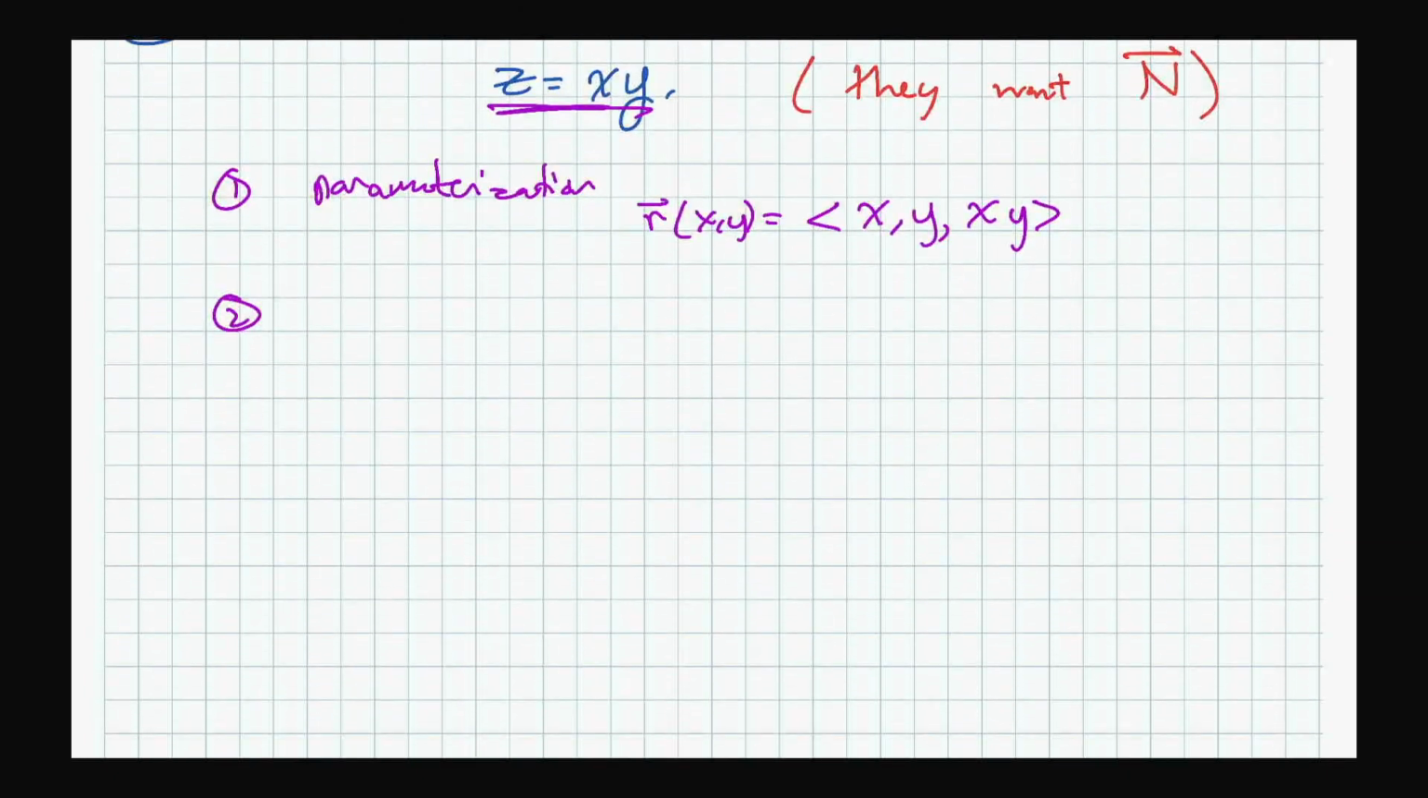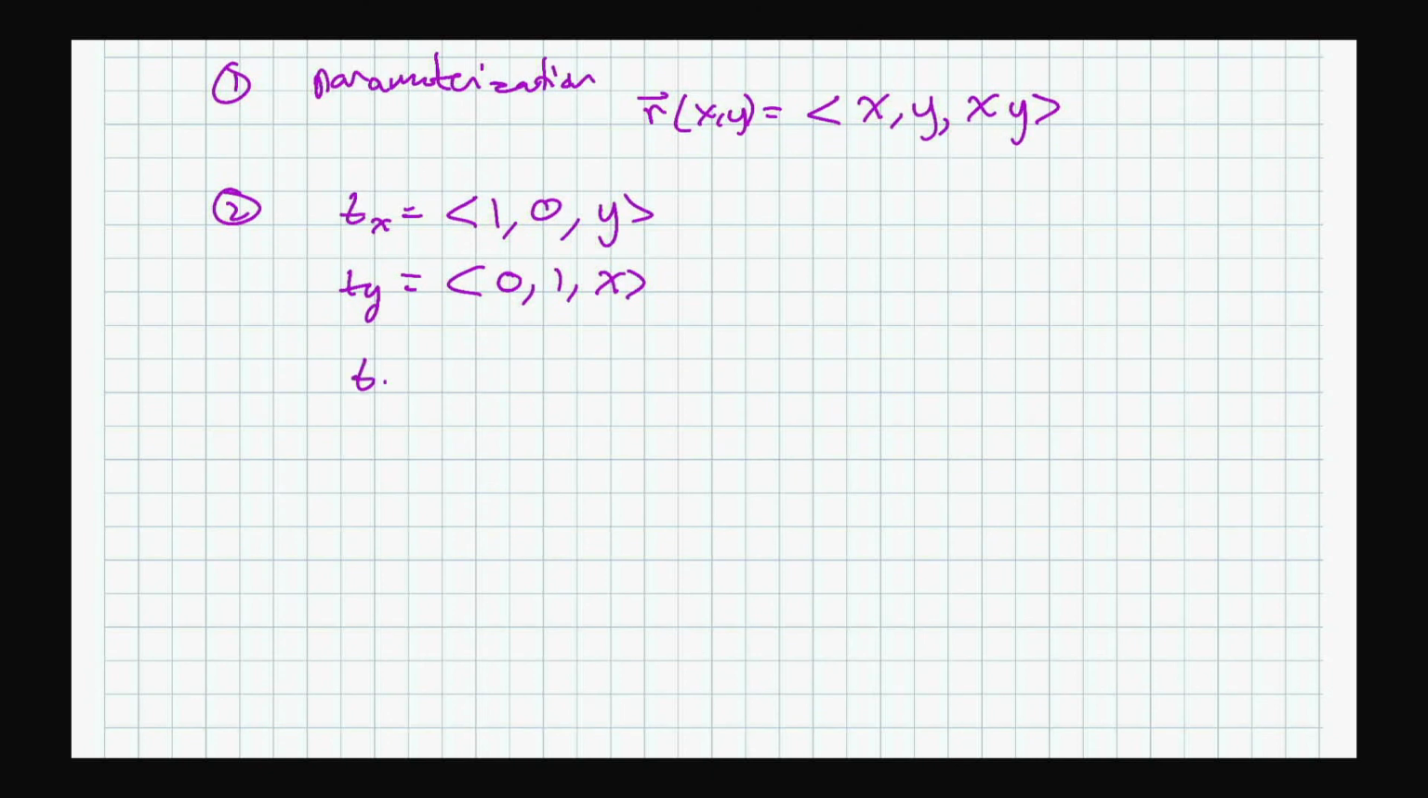So your Tu is actually Tx. Partial with respect to x is 1, partial with respect to x of y is 0, partial with respect to x of xy is going to be y. Ty, partial with respect to y of everything, is going to be 0, 1, x. Then technically you got to do your Tx cross Ty. I realize we haven't done any of these, so I'll just do this one. It won't kill us, maybe.